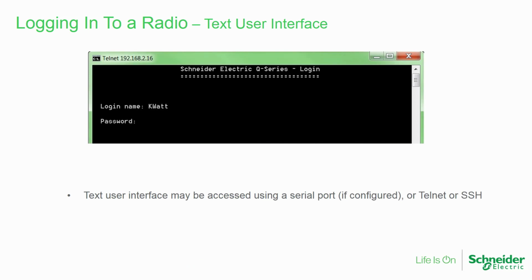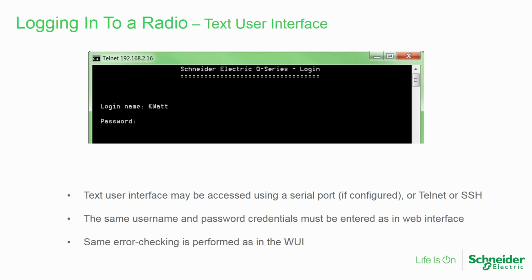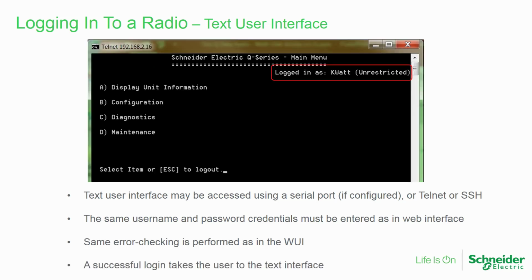The text user interface may be accessed using a serial port. Port 1 is enabled by default, or by a telnet or secure shell IP connection. The same username and password must be entered as in the web interface. Also, the same error checking is performed as in the web interface. A successful login will take the user to the text user interface.